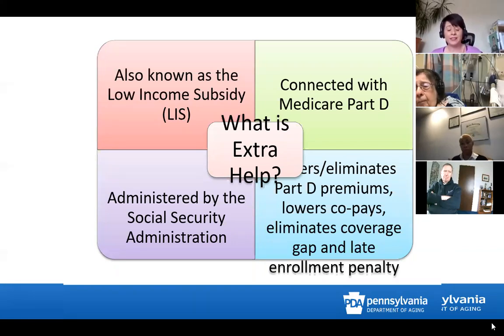Again, we're here to assist anybody through this process. You can contact our program and say, I'm interested in finding out more about this, and we can guide you through that and again, help with that actual application.